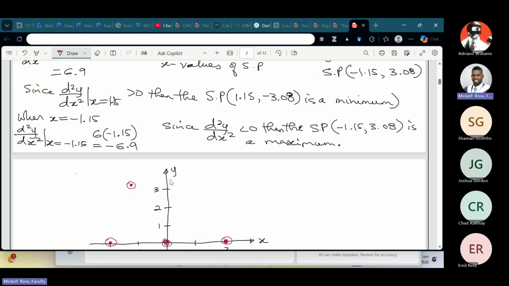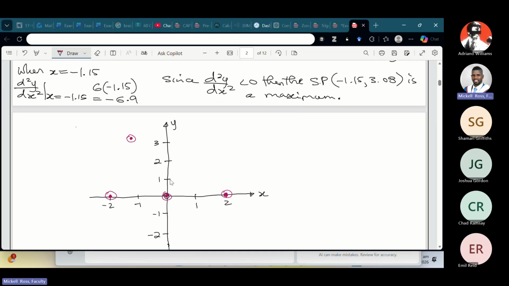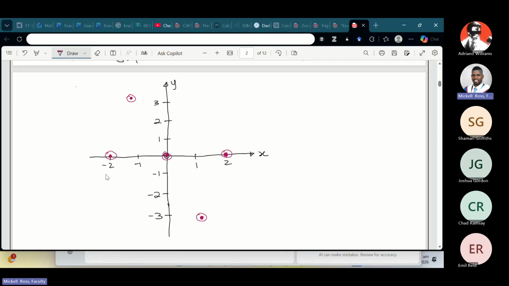All right. And notice what we know. The point that is -1.15, 3.08, which is this point, is going to be a maximum. And then this one down here is going to be a minimum. So what will your graph look like? Your graph would look something like this. Come down, turn here and go back up like that. So this would be the graph of the function y is equal to x cubed minus 4x.